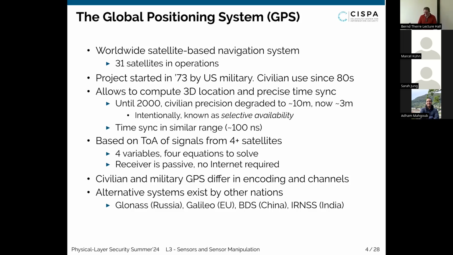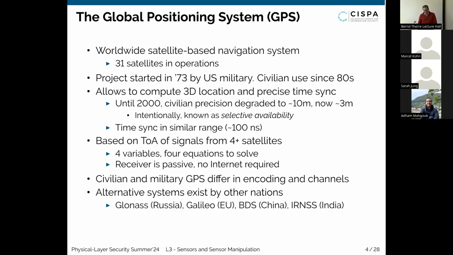GPS has been around for quite a long time already. The project was started in the 70s, and since the 80s there's civilian use. So of course, GPS itself comes out of the US military originally. There is this military part of GPS, and there's a civilian part. I believe I mentioned this before as well. They use roughly the same fundamental approach. They just use different wireless channels, for example, different encodings.